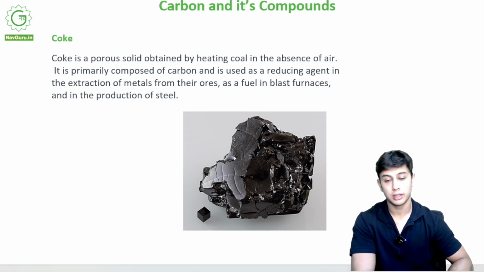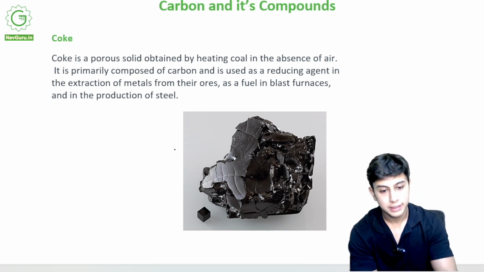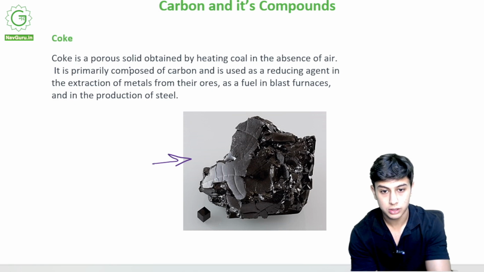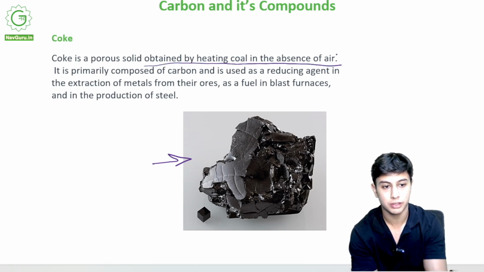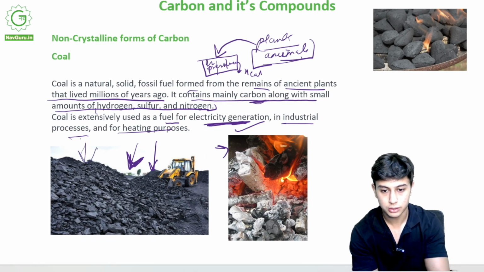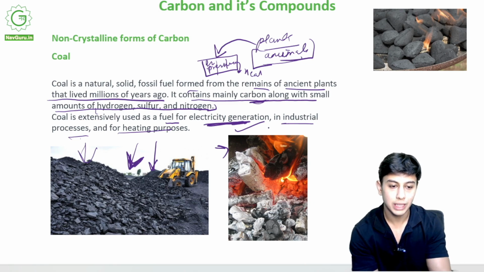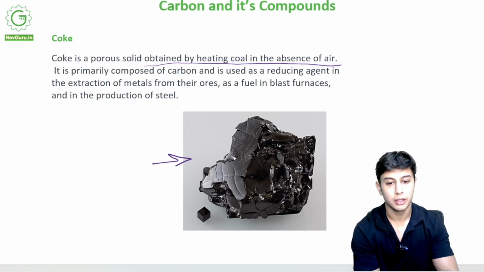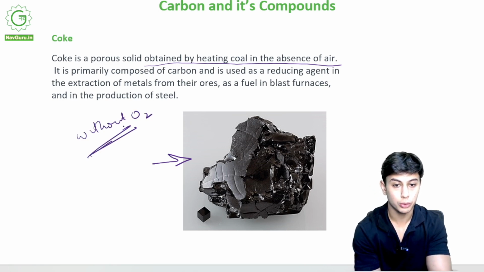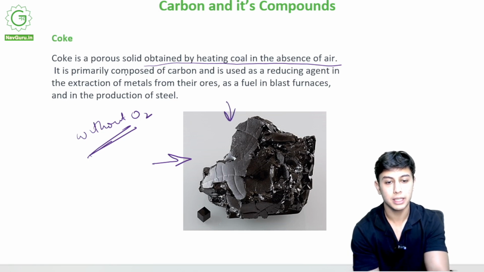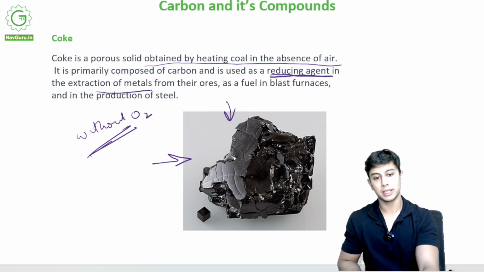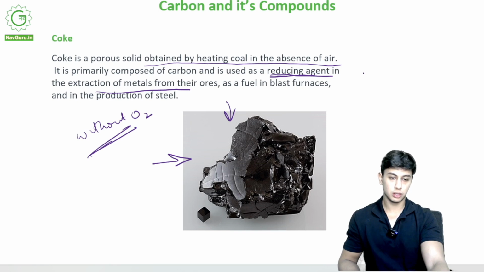Now we come to Coke, not that Coca-Cola, we come to Coke. See how this one is a little bit shiny, this one looks more pure. Coke is a porous solid obtained by heating coal in the absence of air. When I take this coal and heat it without O2, means anaerobic, it becomes like this. It is primarily composed of carbon and is used as a reducing agent in the extraction of metals from their ores.